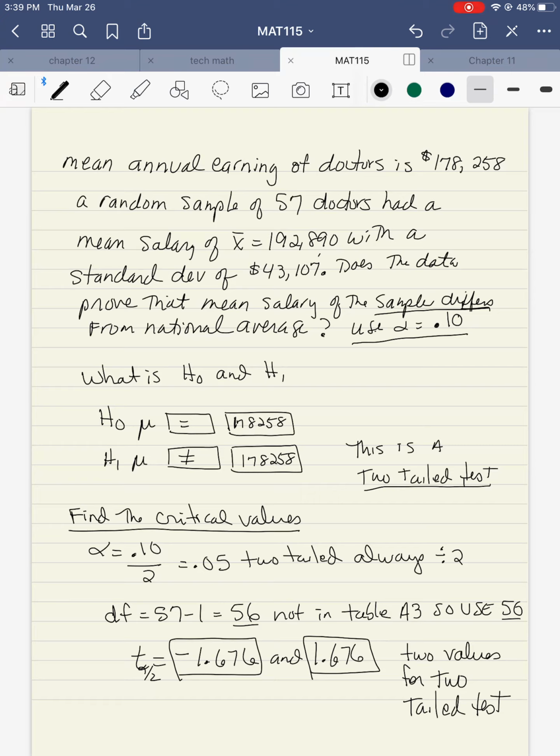So first I want to find the critical values. Because it's a two-tailed test, they're telling me to use 0.1.